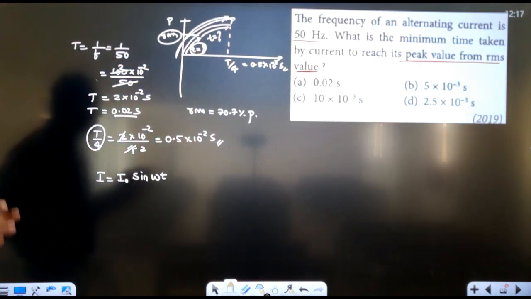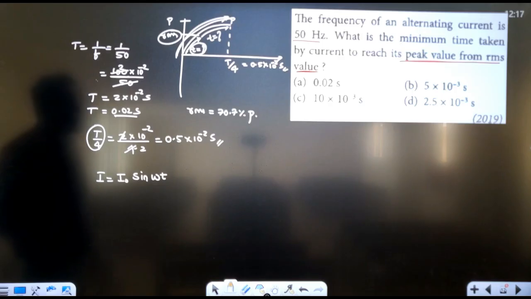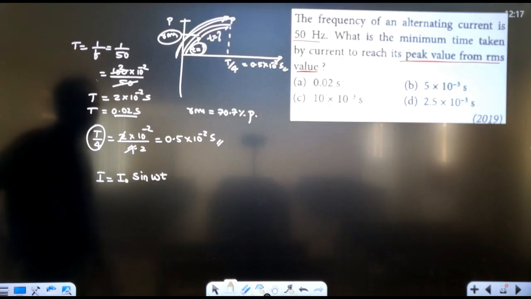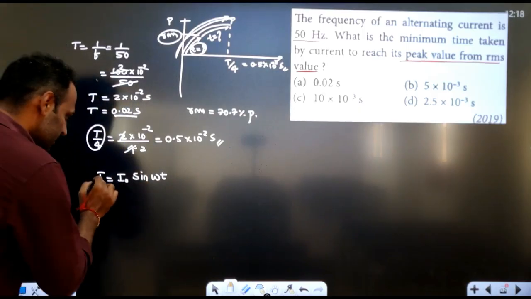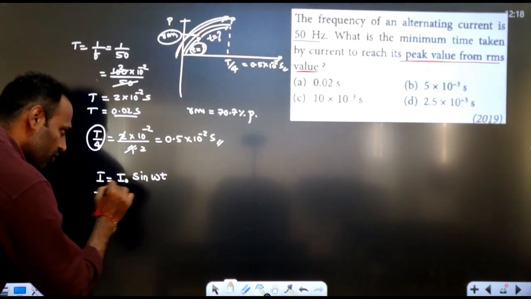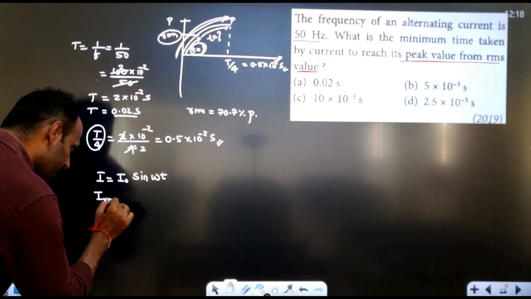So let us calculate the time taken to reach the RMS value. We need to calculate how much time it takes to reach the RMS value. Okay, how to calculate that? See, if I take this as the RMS value, this I equal to I naught sin omega t, I take it as I RMS.